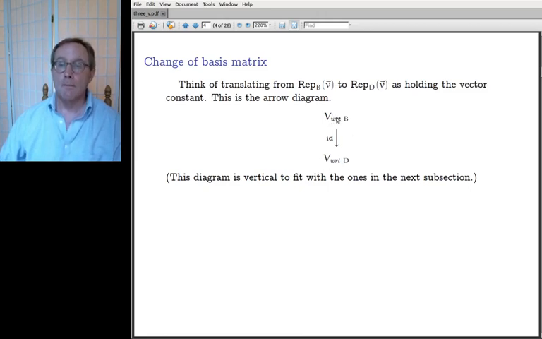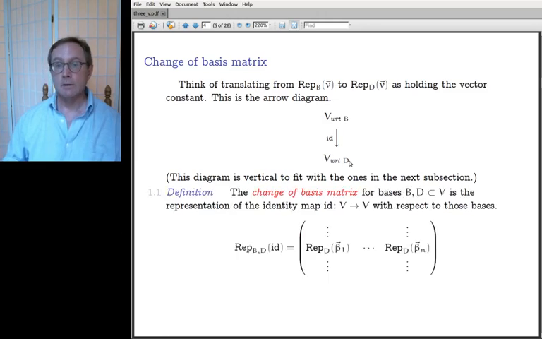I'm mapping the vector space V to itself, and I'm worried about what's the conversion. If you have a representation with respect to B and a representation with respect to D, how do you get from here to here? And of course we've seen how to represent a map. It happens to be this map, but so what? It's a map. We've seen how to represent a map with respect to the input and output bases, the domain and codomain bases. All right, so that's what I need.